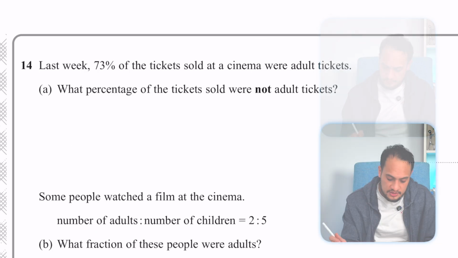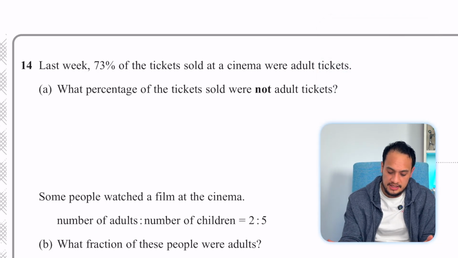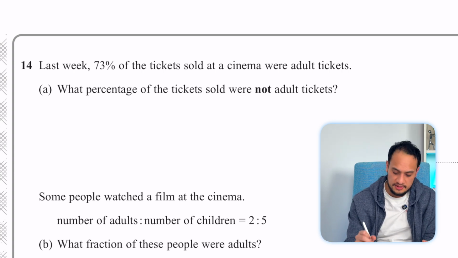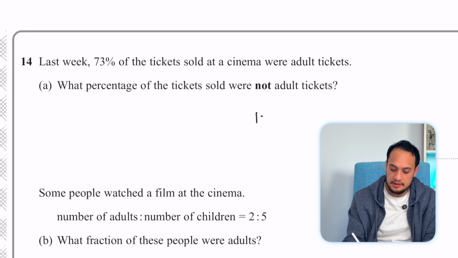Last week, 73% of the tickets sold at a cinema were adult tickets. What percentage of the tickets sold were not adult tickets? So here's subtraction. So you know that the full amount is 100%. So you're doing 100 take away 73.